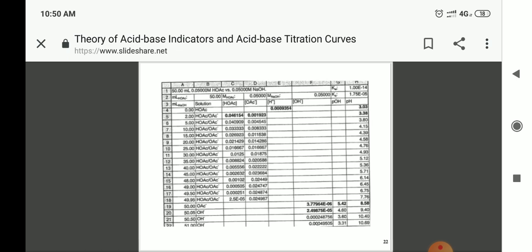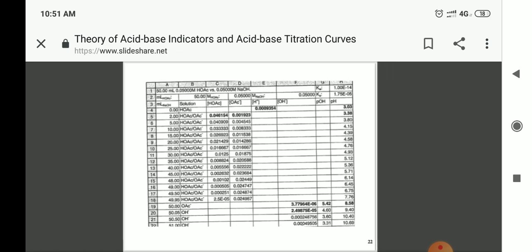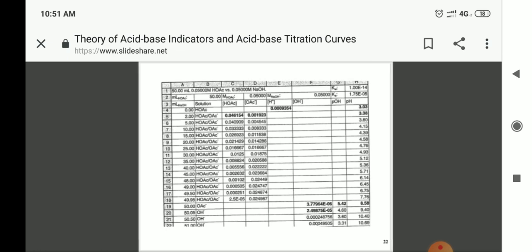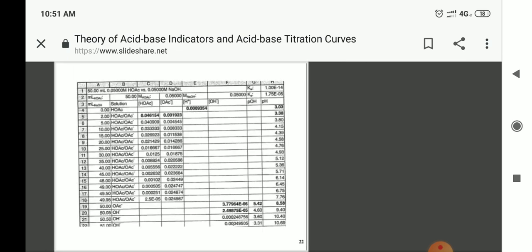And next one is the 500 ml of the acetate in a chart of the volume and the pH value. The volumes are 0, 5, 10, 15, 20, 25, and their pH values are 3, 3.3, 3.8, 4.15. This is the pH value.